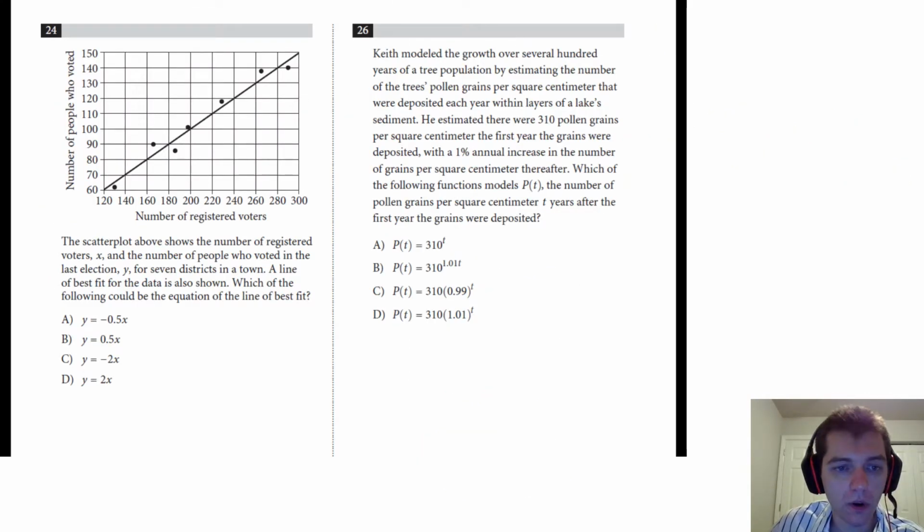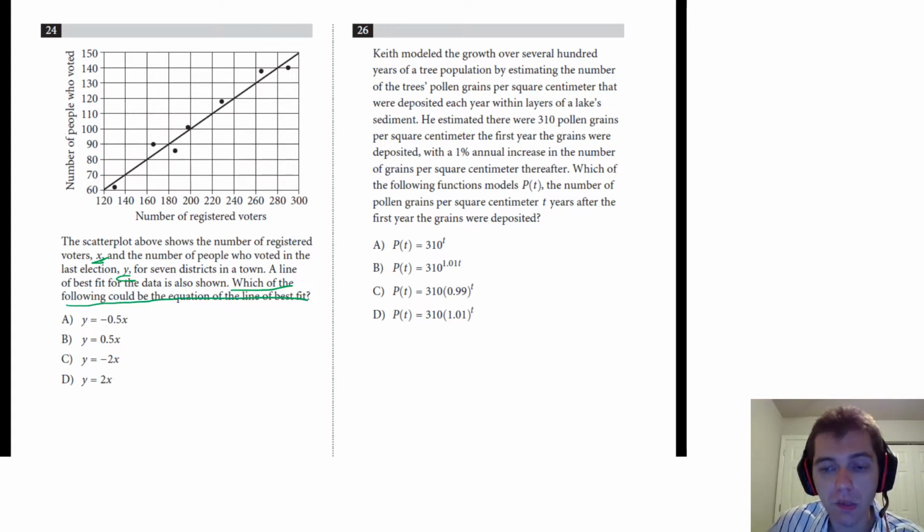Problem 24. The scatter plot above shows the number of registered voters x and the number of people who voted in the last election y for 7 districts in a town. A line of best fit for the data is shown. Which of the following could be the equation of the line of best fit?